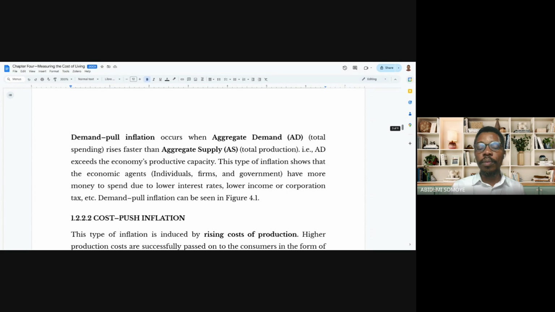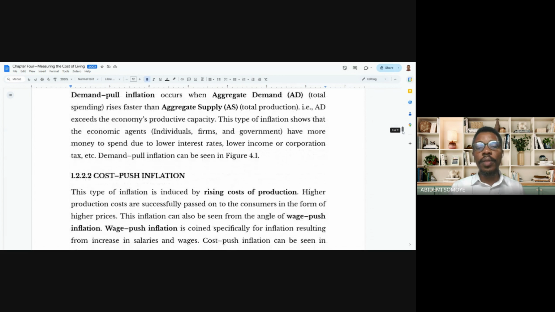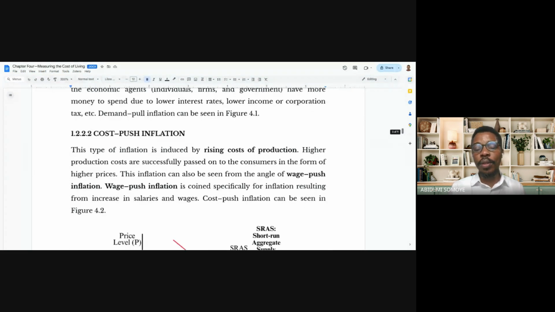All right. What about cost push inflation? This type of inflation is induced by rising cost of production. Higher production costs are successfully passed onto the consumers in the form of higher prices. This inflation can also be seen from the angle of wage push inflation. Wage push inflation is coined specifically for inflation resulting from increase in salaries and wages. Cost push inflation can be seen in figure 4.2.